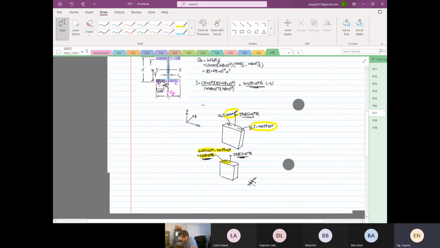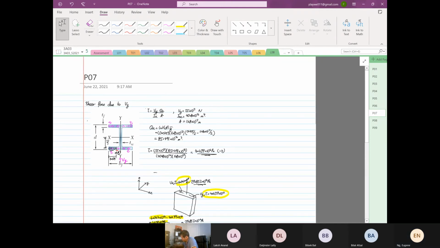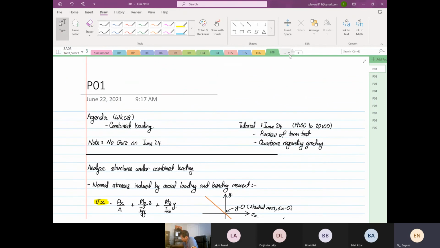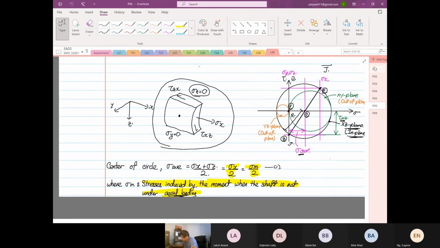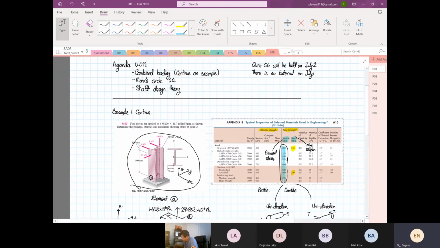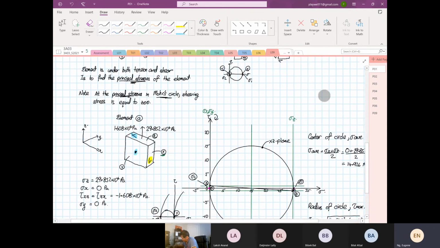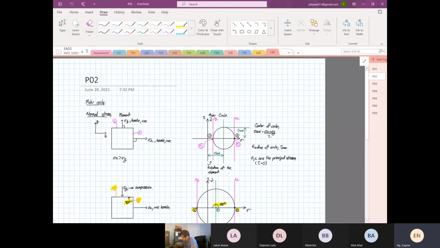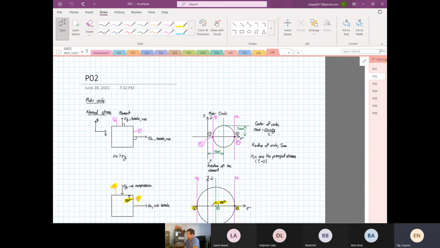So this is for week 8. If you look at the topic, week 8 is regarding combined loading. Then we are going to go into week 9. Week 9, we still carry on our example on combined loading, and we started to draw Mohr's circle. So week 9, we focus on 2D Mohr's circle.